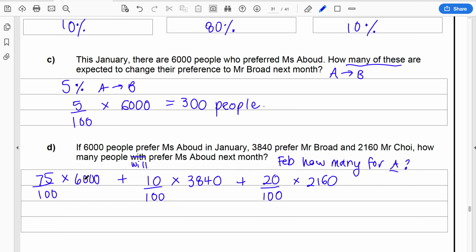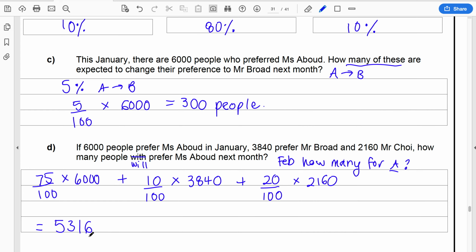So 75% of 6,000, 10% of 3,840, and 20% of 2,160. You can do that in your calculator, and you should get 5,316. So next month, Miss Abood will have 5,316 people that are going to get her vote.